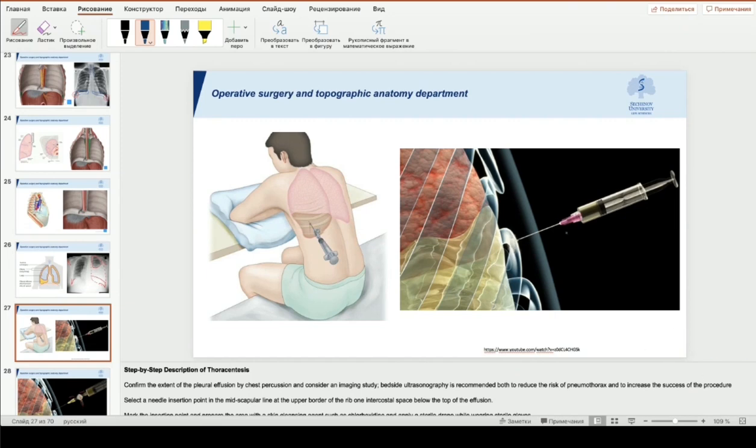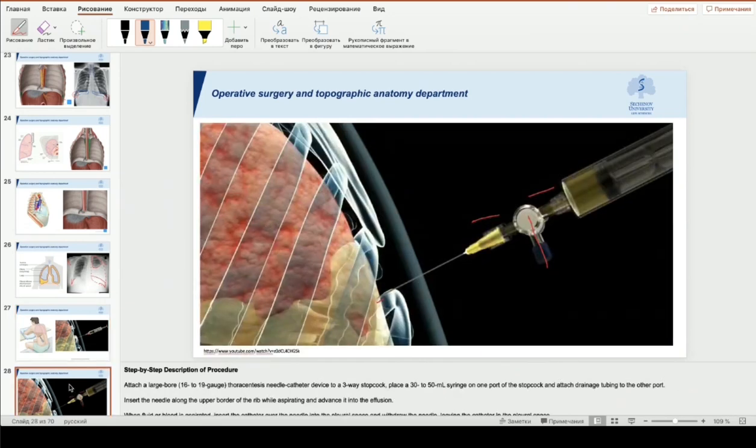So according to this picture, you can see that we make an injection of local anesthetic, and then we change our syringe and we put our needle inside the pleural space. How to understand that you are not in the lung? How to understand that your needle does not damage the lung tissue?